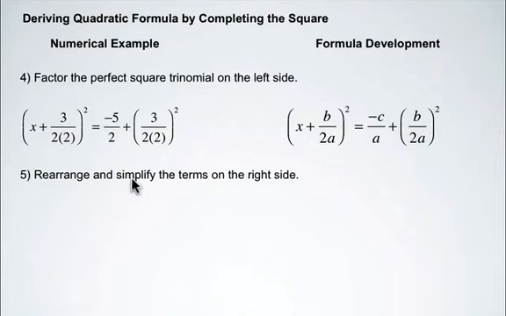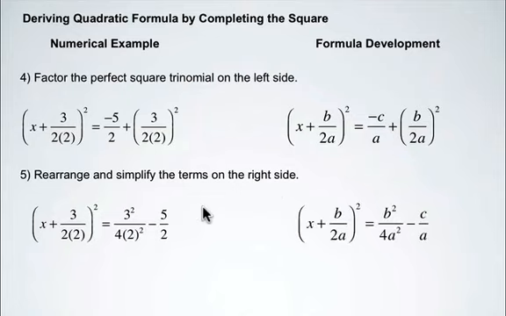Now we will rearrange and simplify the terms on the right side. So we've got negative 5 divided by 2, and we'll move it to the right-hand side. Then we've got to perform this square. So 3 squared is 3 squared, 2 squared is 4, and 2 squared we'll leave as 2 squared. We do the same thing here. So we're just going to rearrange. We'll send the b divided by 2a squared to the right here. So we have b squared divided by 4a squared minus c divided by a.